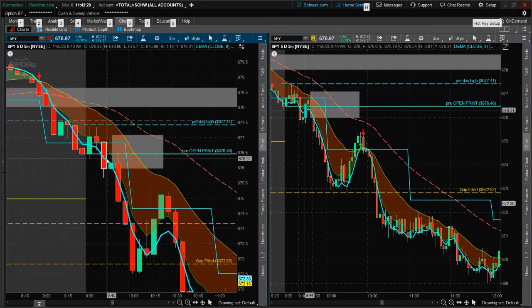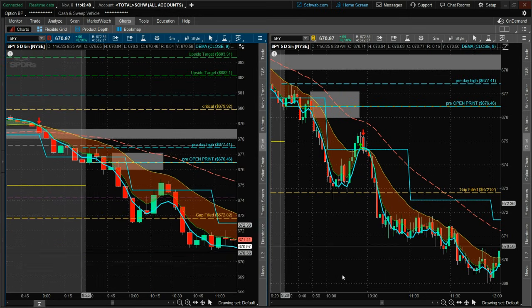This is once again why we really like these levels. Open print right here. Green bar ignored, get the context going, strong sell off right here, nice 2-minute 20 retest off the open as well. Just really strong selling. Market keeps selling off.